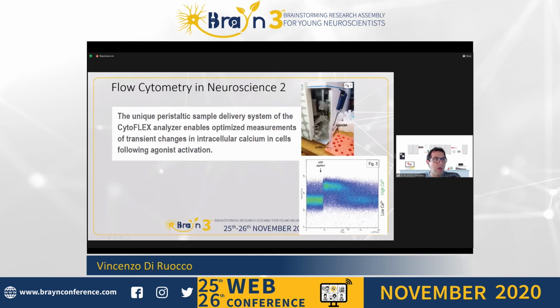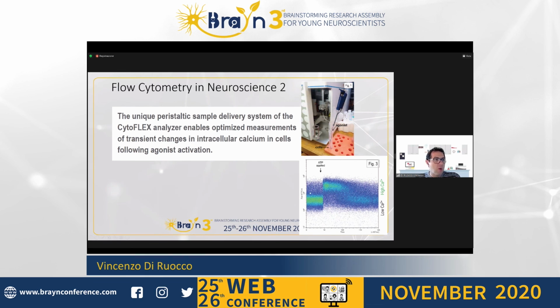Okay. Another example is this one. This is a little bit different, and it's not focused on the sensitivity or resolution, but more on the peristaltic pump. In this case, we are studying a neurotransmitter receptor. And what we are doing is recording physiological changes in response to an agonist.